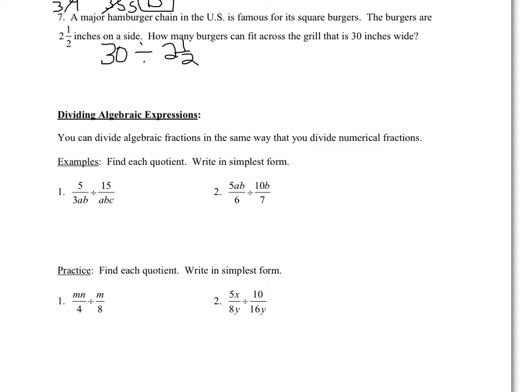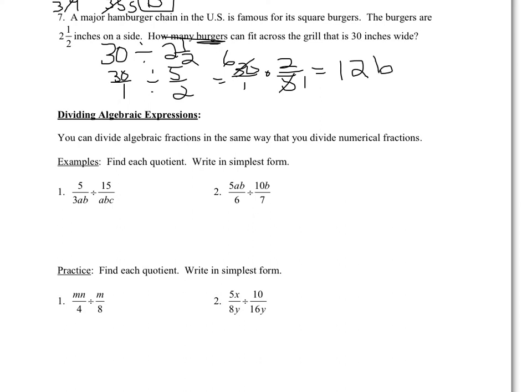So basically what we have is 30/1 divided by 5/2, or 30/1 times 2/5. And then 5 and 30 can both be divided by 5. And then 6 times 2 gives us 12, and that would be, since we asked how many burgers, 12 burgers will fit across the grill.